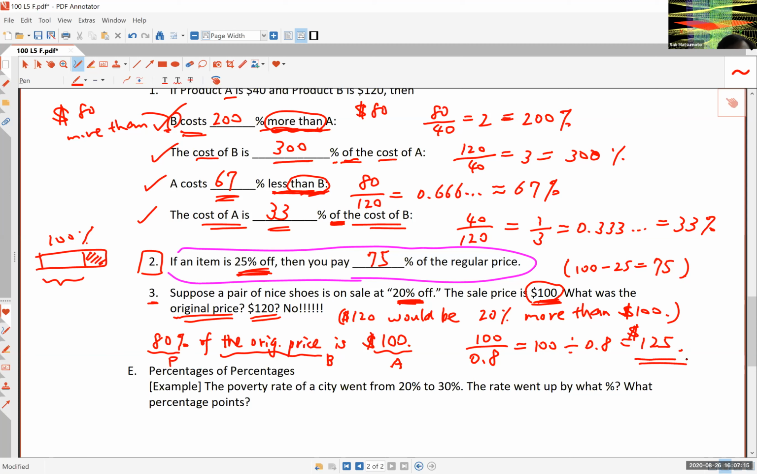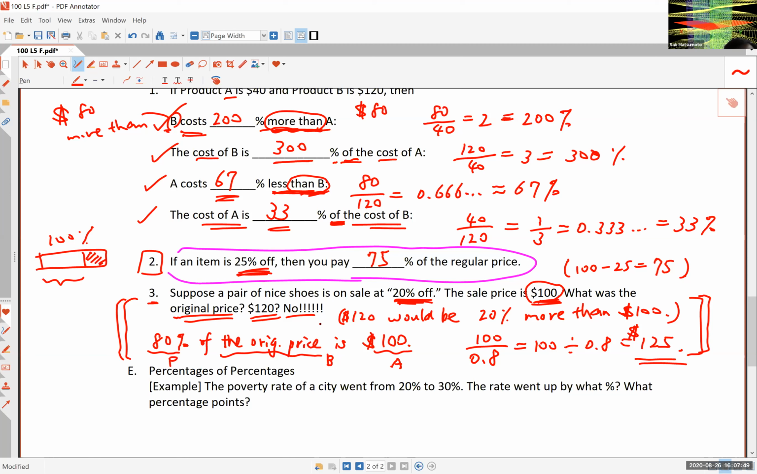I don't know how many times I've taught this. Sometimes students just refuse to believe me. Sometimes they continue to just do the wrong thing. Let me tell you this again, all right? This may sound harsh and mean, but usually I don't give any partial credit if you did this common mistake and you say, well, 20% off and you get $100, so the original price must be $120. If it's a 5-point question, you will probably get 0 out of 5 points.